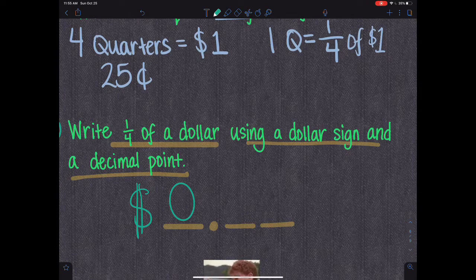A quarter could also be 2 dimes and 1 nickel, because 2 dimes is 10 cents each, so that's 20 cents.